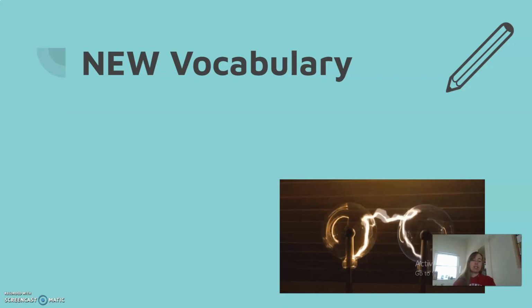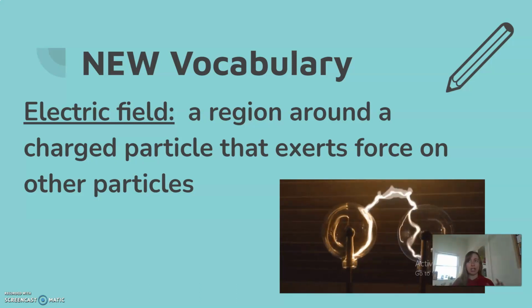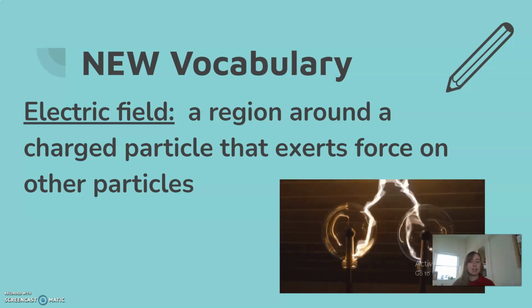All right, and now into the new stuff for today. An electric field is like these other force fields in that it's invisible. It's not a thing that you can see, but it's attracting two particles together, basically. An electric field is a region around a charged particle that exerts force on other particles. Electric fields and magnetic fields often work together, and we call that electromagnetism. Those two fields are pretty similar, and we're going to talk about them in similar ways.